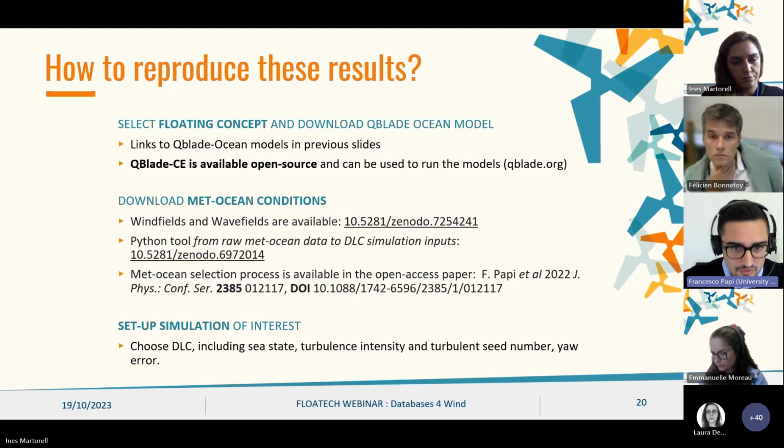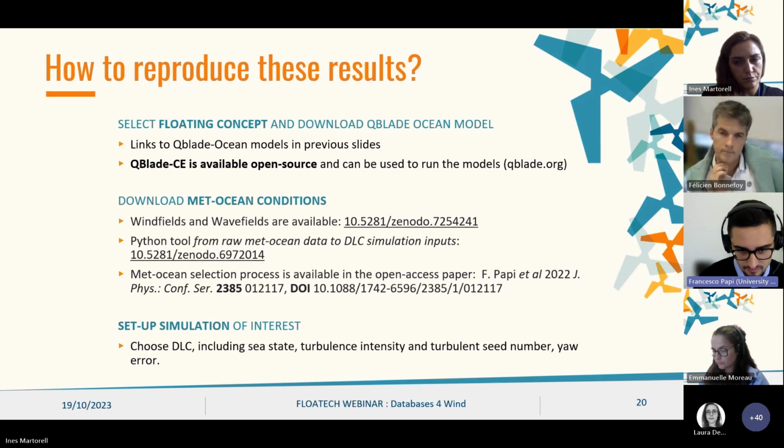Finally, how to reproduce these results. So really, how would you use this data set if you're interested in it? Firstly, this is a bit naive, but you need to select the concept that you want to use. As I mentioned, you can find the CubeBlade Ocean models at the links in the previous slides. You can use CubeBlade directly, which is available open source, or you could use this model to reproduce it in your own code. So build up the model in your own tool of choice.